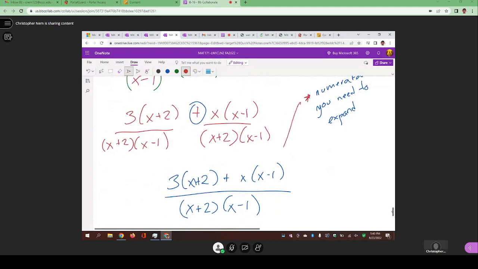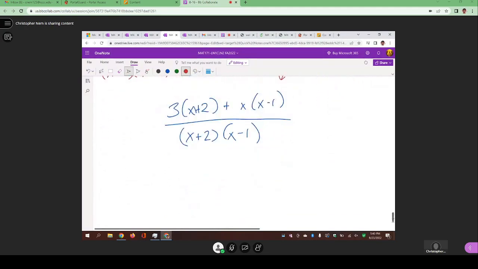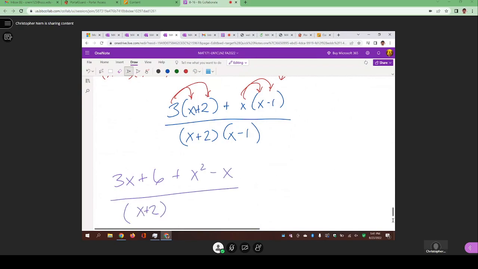Expand. So let's expand it out. If I distribute this 3 over, and if I distribute this x over, I get, in purple, 3x plus 6 plus x squared minus x all over x plus 2 and x minus 1. And why do we do this?